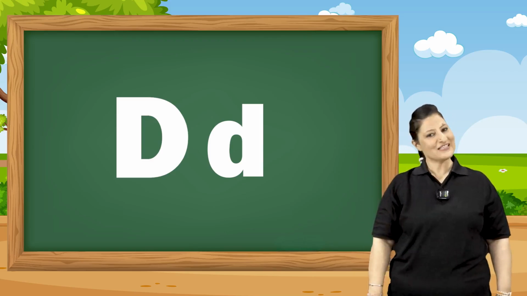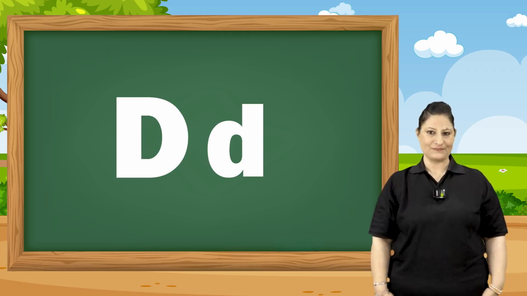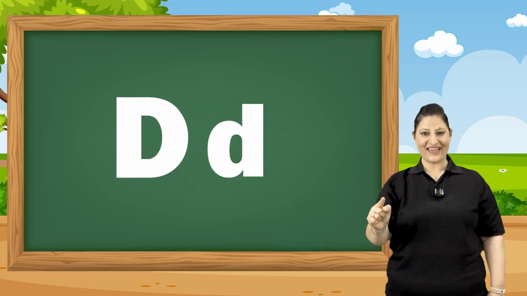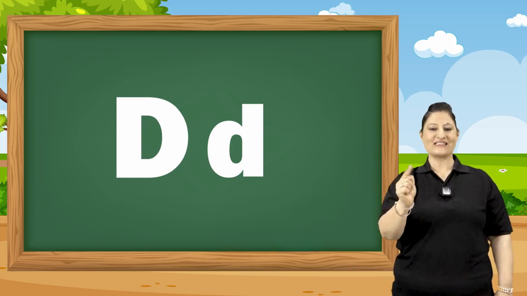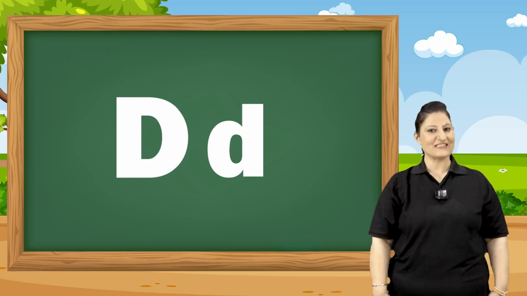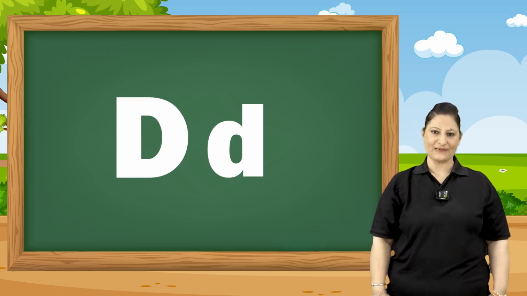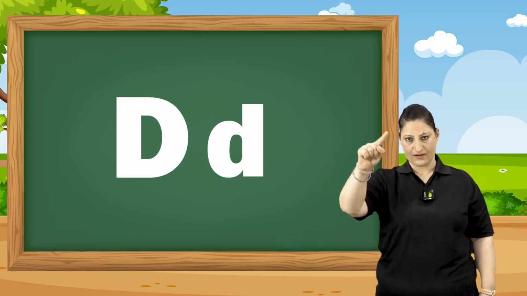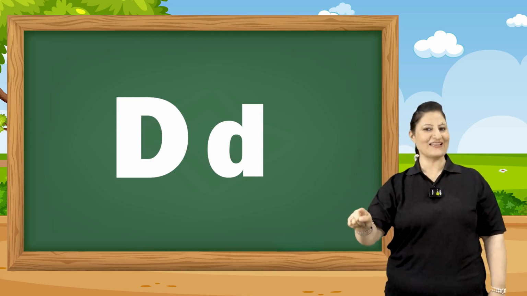Now everyone take out your magic finger and let's trace the letter D. Make a standing line and from the top make a curve. This is letter D. And now it's time to make lowercase d. Let's start with a curve first. A curve and now make a standing line.